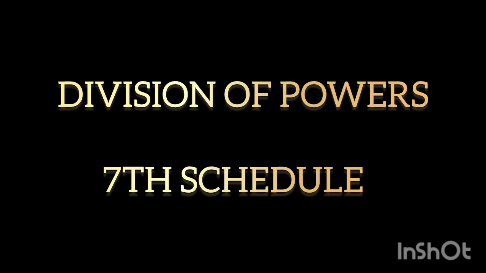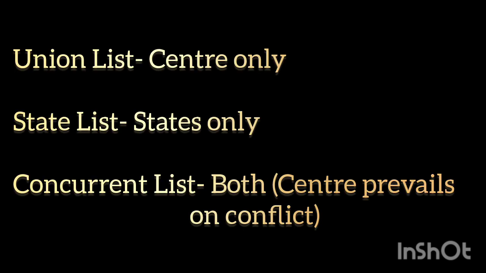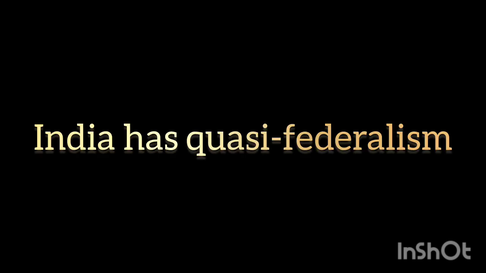Now, let's look at the most important feature of a federal system, division of powers. In India, this division is laid down in the 7th schedule of the Constitution, which has three lists: Union list, State list, Concurrent list. In Union list, subjects on which only the central government can legislate, like defense, foreign affairs, banking. State list, subjects where only states can legislate, like police, public health, agriculture. Concurrent list, both center and states can make laws, but if there is a conflict, the central law prevails. And here is a critical point. India gives the center a stronger say in matters of national importance. That's why we say India has quasi-federalism, federal in structure but with unitary tendencies.